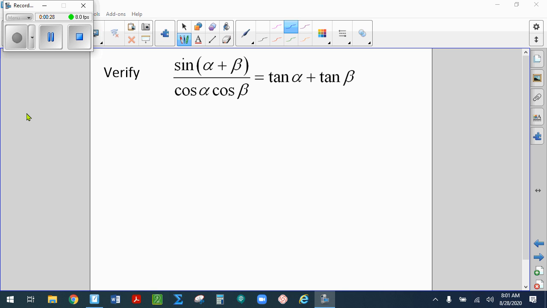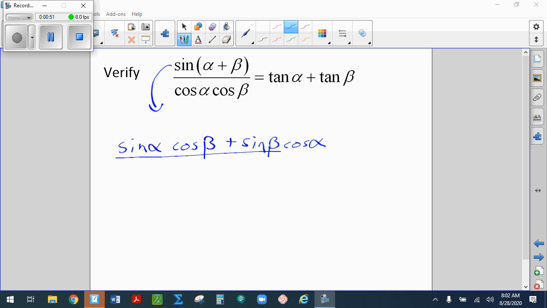So sine(alpha plus beta), since I see sine(alpha plus beta), I'm going to go ahead and write out what that is. So sine alpha cosine beta plus sine beta cosine alpha, and that's all over cosine alpha cosine beta.